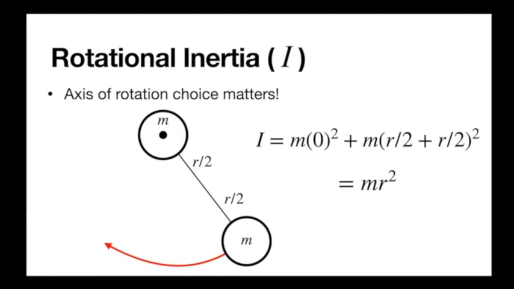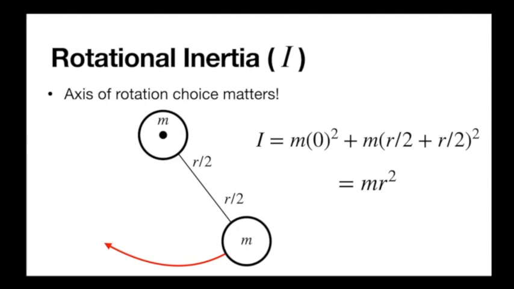I could also take this off here and choose to rotate it about here, in which case the piece near my hand would have a distance of 0. This piece would have a distance of the diameter of the tire. This piece would have something in between. So it could be at the center of mass like it is here, but it doesn't have to be.